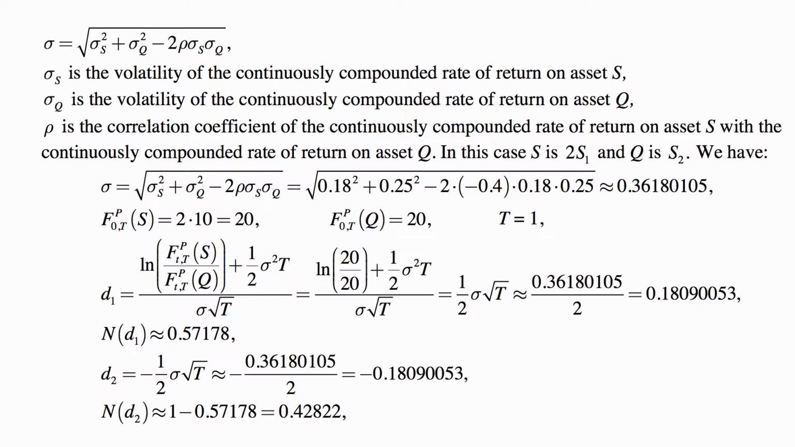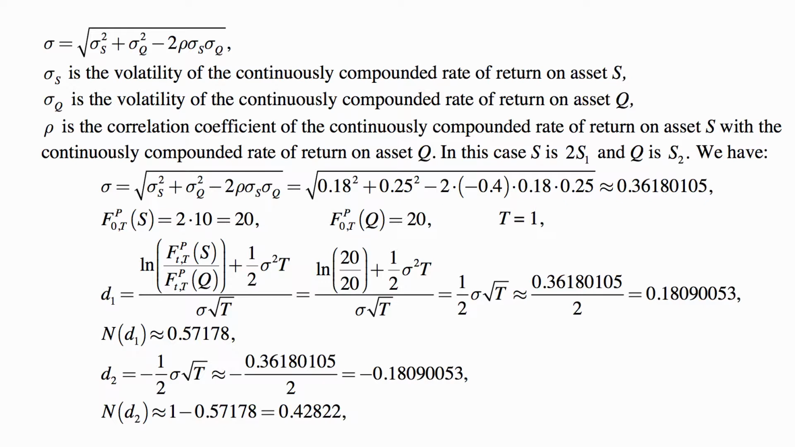It's an analog of Black-Scholes, but for an option to exchange two assets, with an important observation that sigma that we see in the formula is the square root of sigma S squared plus sigma Q squared minus 2 rho sigma S sigma Q, where sigma S is the volatility of the continuously compounded rate of return on asset S. So it's the standard deviation of the random continuously compounded rate of return, and sigma Q is the same for asset Q. And rho is the correlation coefficient of these two random variables.